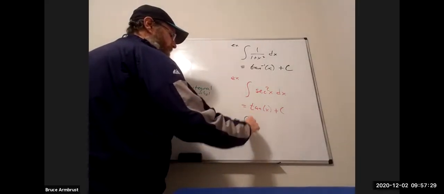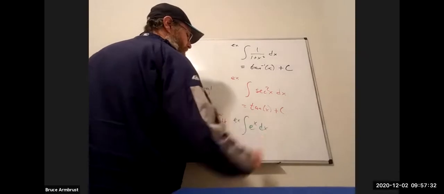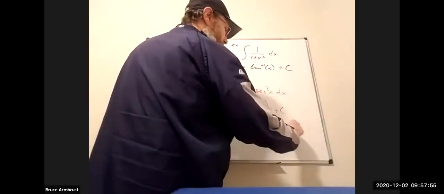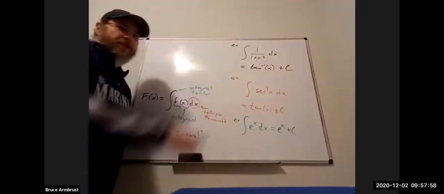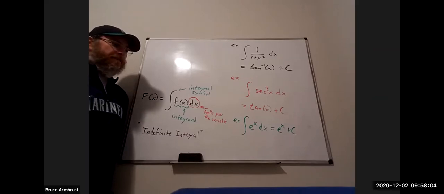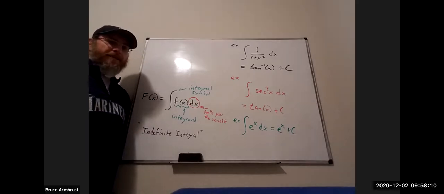One more for good measure. How about what's the integral of e to the x dx? So what function gives us e to the x as a derivative? Oh, I know this one. It's e to the x. Yeah. Remember how e to the x was awesome? It was its own derivative. Well, it's also its own integral then. It's its own antiderivative. So the integral of e to the x dx is equal to e to the x plus c, because we could add any kind of constant.